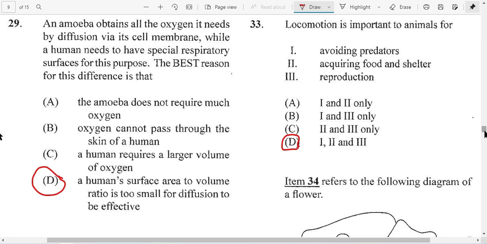The amoeba obtains all the oxygen it needs by diffusion via its cell membrane, while a human needs to have a special respiratory surface for the purpose. The best reason for this difference is that the amoeba does not require much oxygen. Not true. Oxygen cannot pass through the skin of a human. Not the answer. Humans require a large volume. No. Our best answer is going to be D here. A human's surface area to volume ratio is too small for diffusion to be effective.